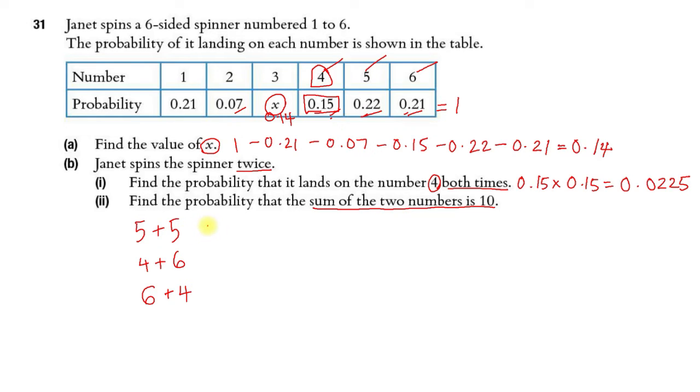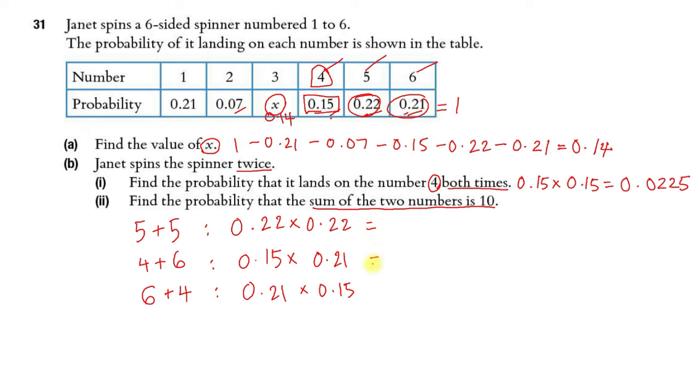Let's count the probability. The probability of it getting 5 twice is 0.22 times 0.22. What about 4 plus 6? So you get 4 the first round, that's 0.15, and then you spin it one more time and you get 6, and that is 0.21. What about spinning 6 first and then getting 4? That is 0.21 times 0.15.